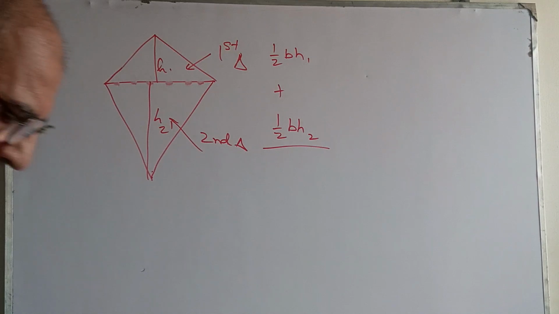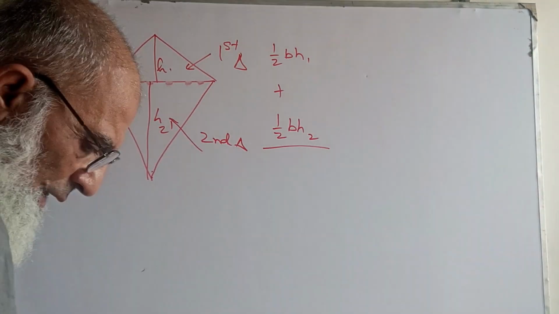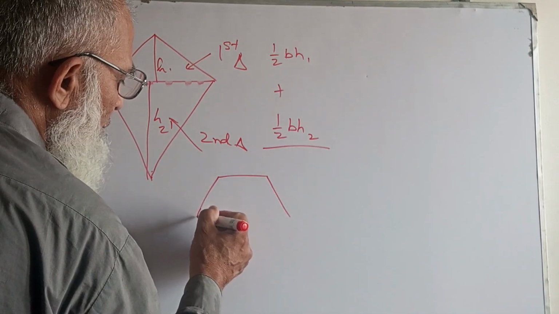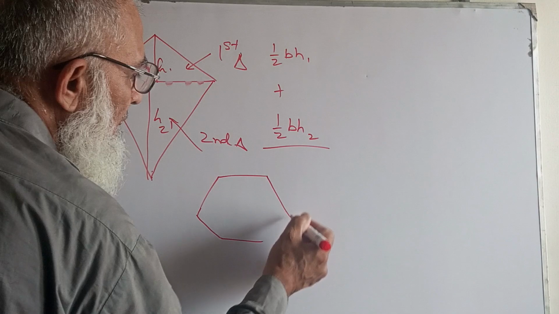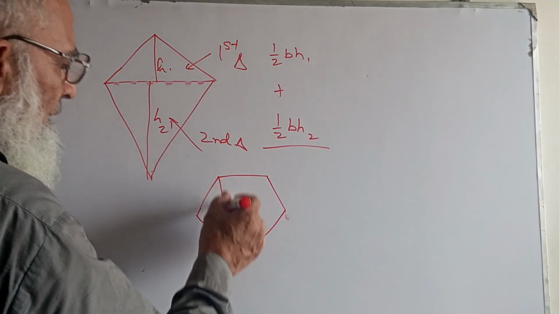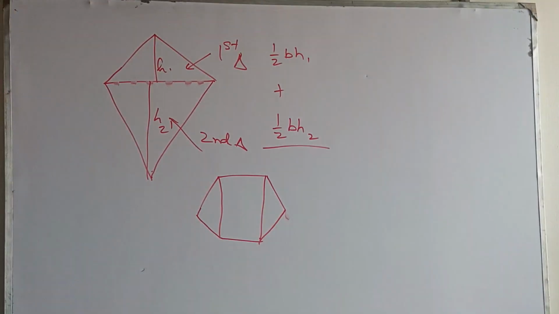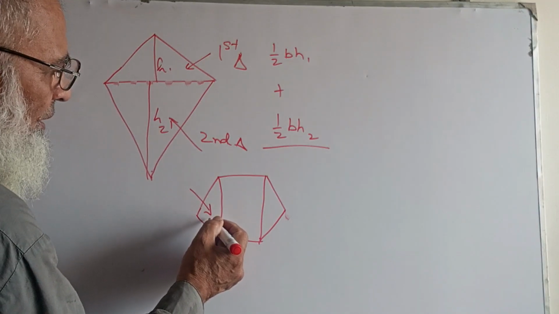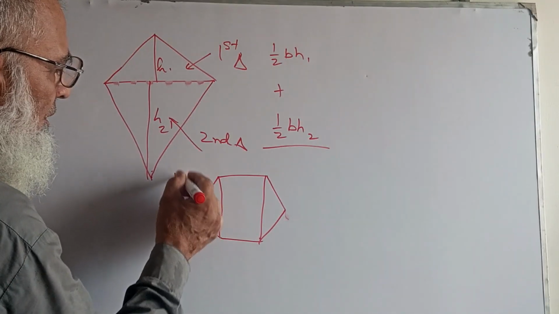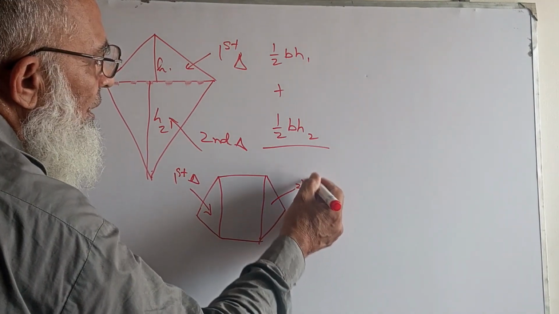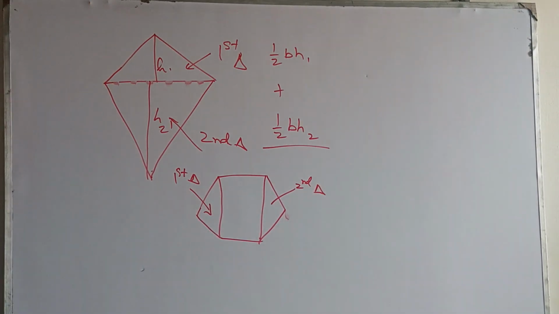So our next example is for a regular hexagon. We can find something from here also. Now this is a regular hexagon, maybe. So you can make something like this. Now you see that there are two triangles. This is the first triangle. This is the second triangle. And maybe these are the same triangles because this is a regular hexagon.